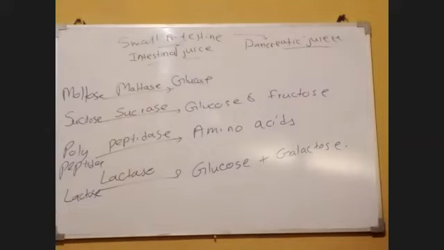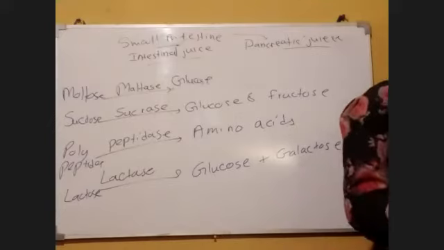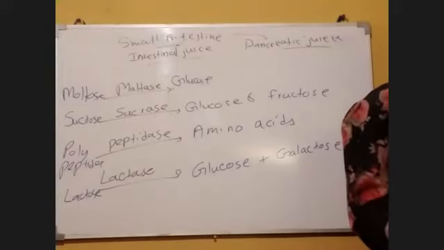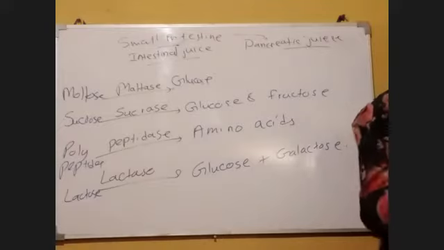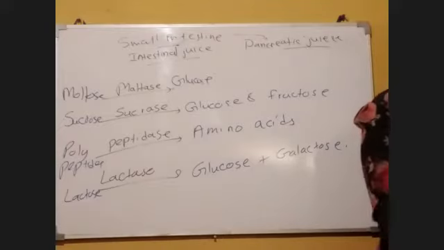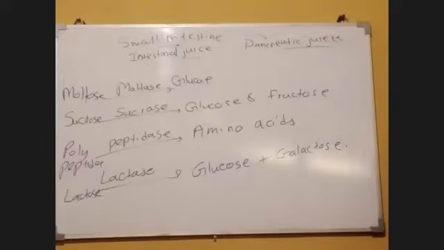Starch isn't completely digested into maltose in the buccal cavity. Some parts of the starch are broken down there, but the other amount of starch is digested into maltose within the small intestine.